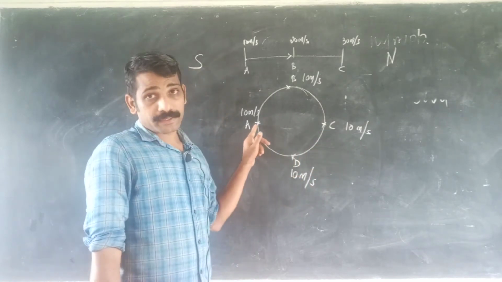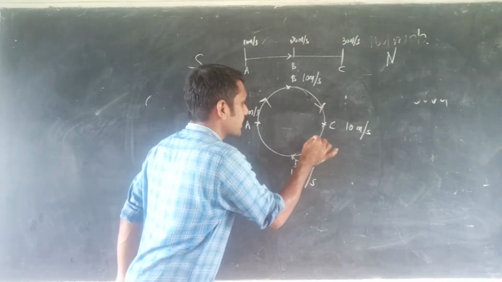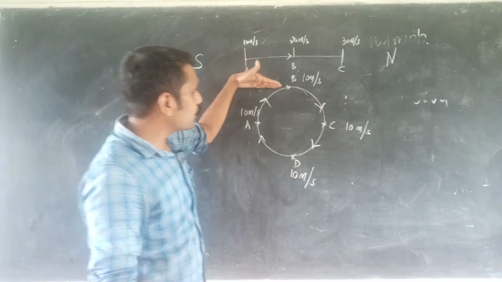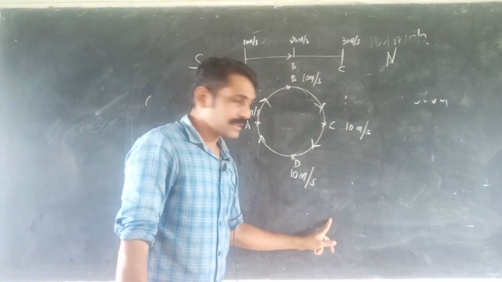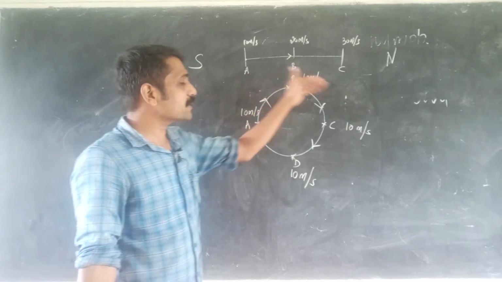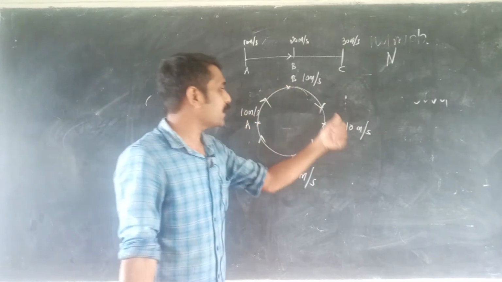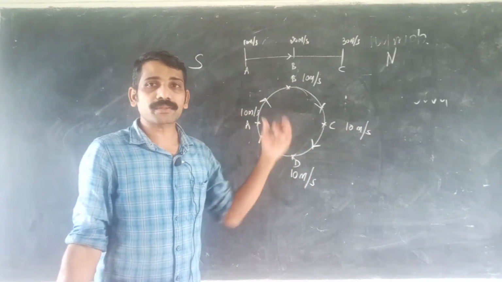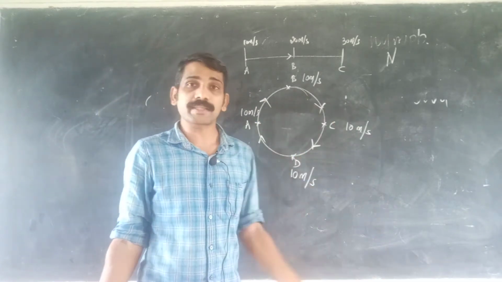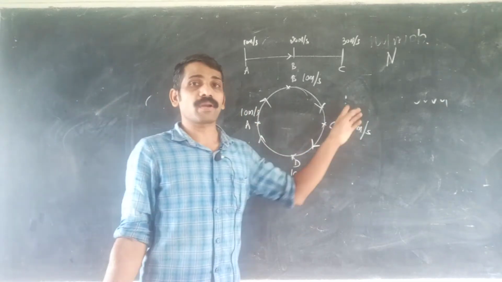But direction changes. Suppose the object is moving in this way. At A, upward direction. At B, towards north. At C, downward direction. At D, towards south. So direction changes, but magnitude does not change. The value does not change: 10, 10, 10, 10. Magnitude does not change, but direction changes. So in this case also velocity changes. Even though magnitude is not changing, direction changes, so velocity changes.